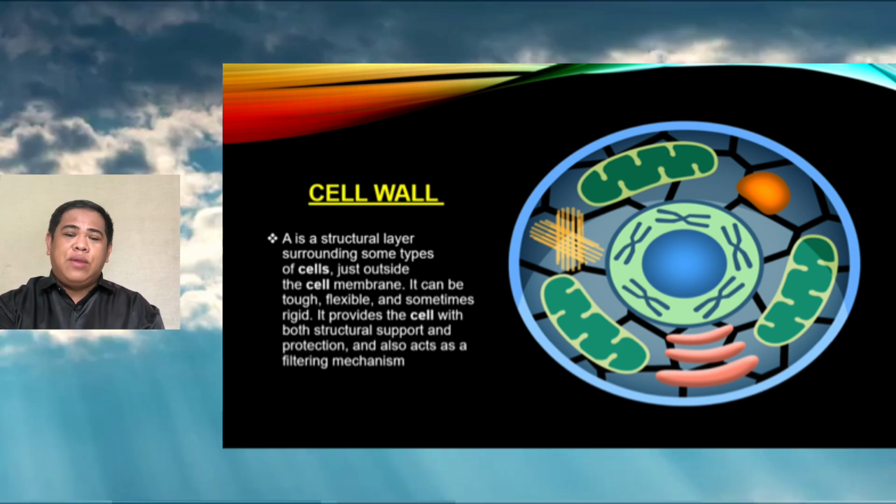And now, what is the cell wall again? The cell wall is a structural layer surrounding some types of cells, just outside the cell membrane. It can be tough, flexible, and sometimes rigid. It provides the cell with both structural support and protection, and also acts as a filtering mechanism.